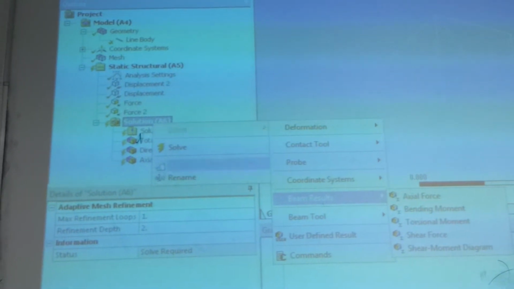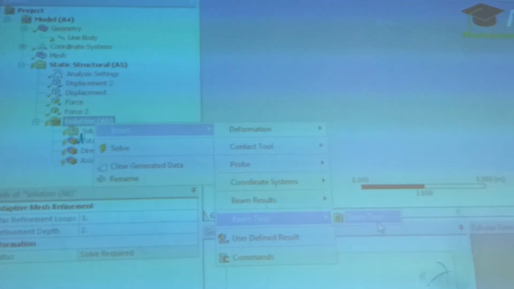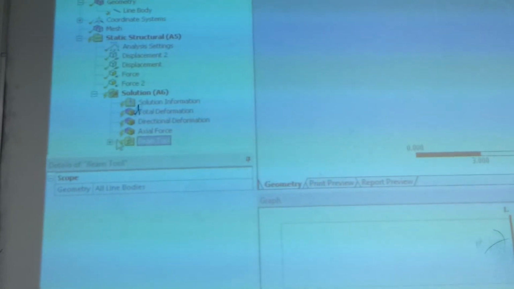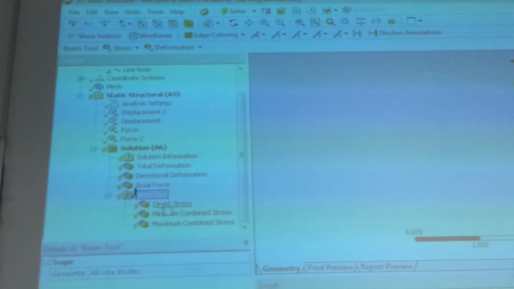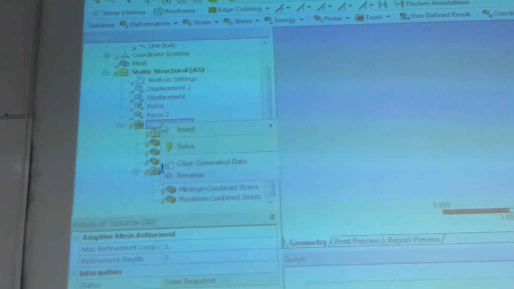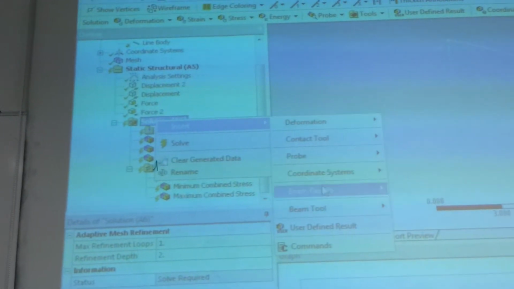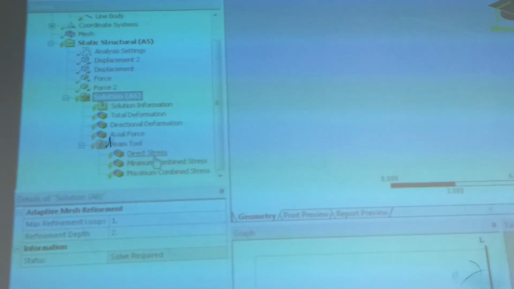These ones are the ones we also determine. Can we have also the stresses in the beams? With the beam tool, I think there are also stresses. Yes, with the beam tool, you have also direct stresses. Right click in the solution, insert, and choose. Beam tool, it gives us also the stresses.